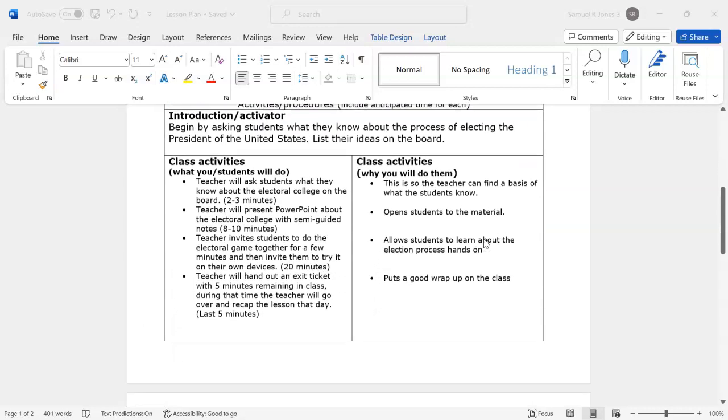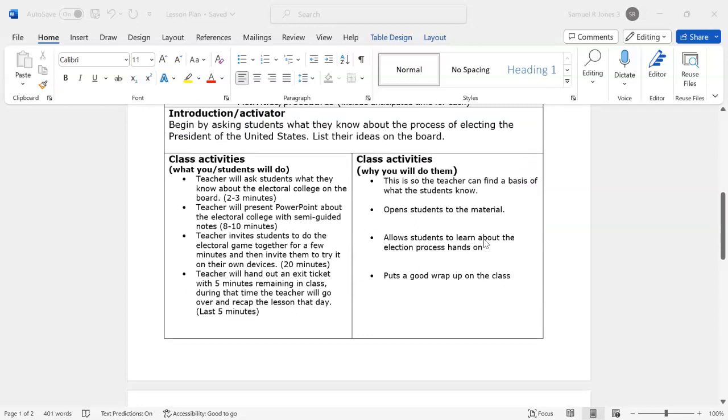At the beginning of class, I will do a short introduction and ask the students, what do you know about the process? I'll write on the board and ask, what things do you know about the presidential election? Our activities, like I said, we'll do that first thing. This is to find out what the students know.